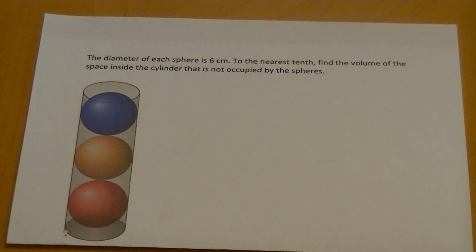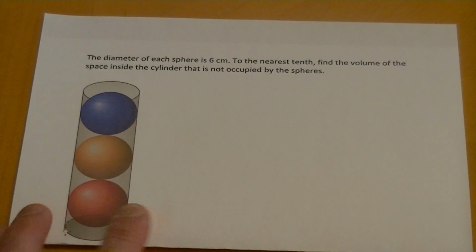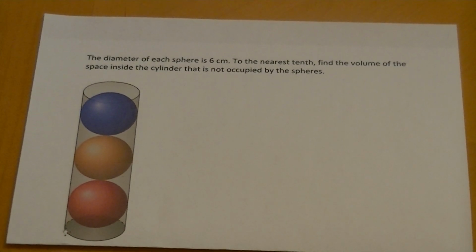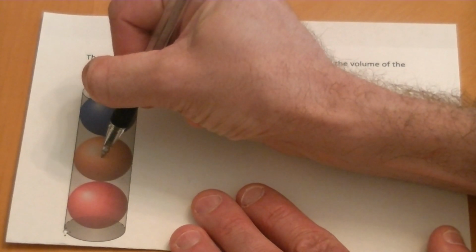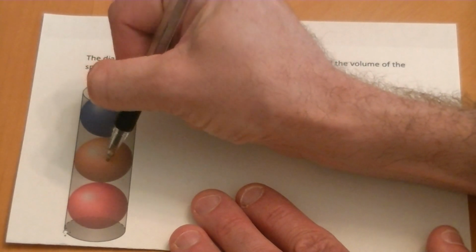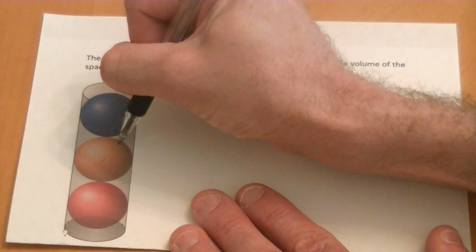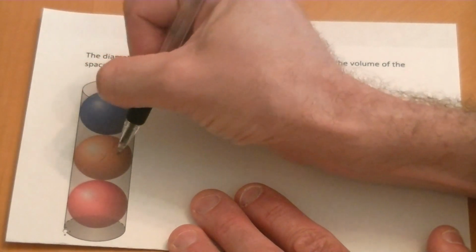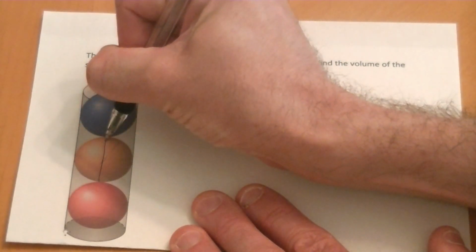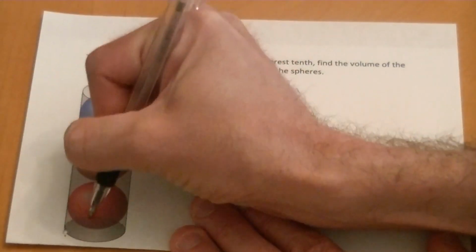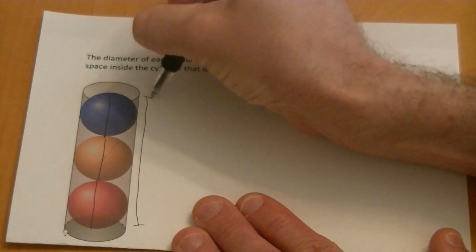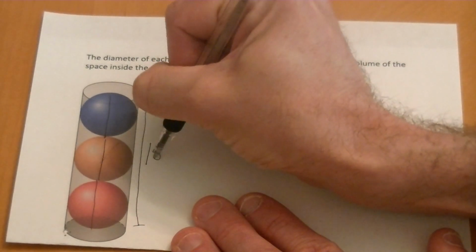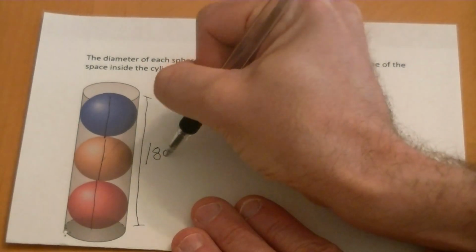All right, well, seems like I'm going to want to know the height of this cylinder. And we can figure that out, because if the diameter is 6, it is 6 in every direction. This is 6, this is 6, this is 6. So if this is 6, and this is 6, and this is 6, then I guess we do know the height of the cylinder is going to be 18 centimeters.